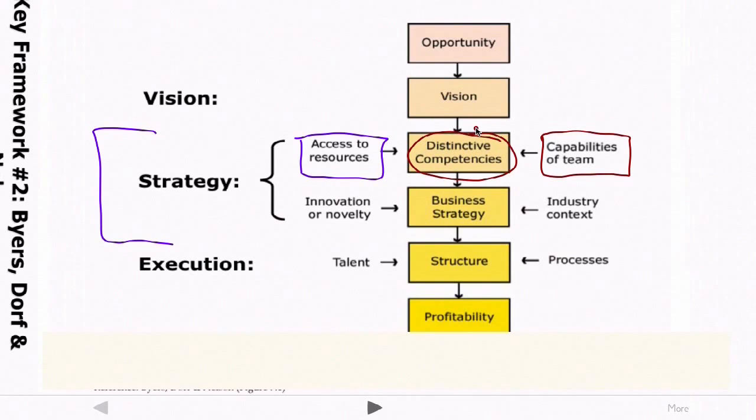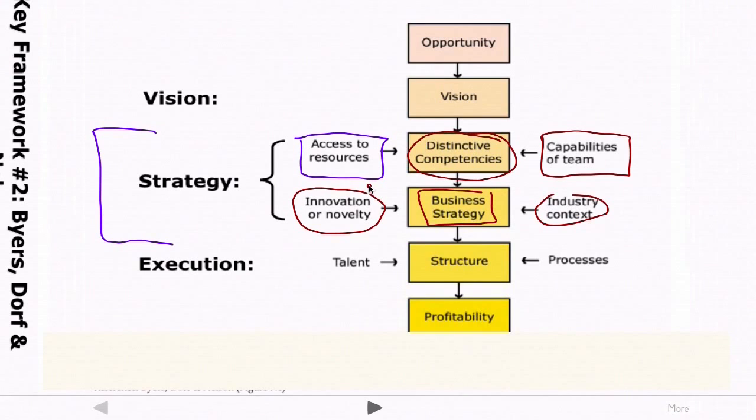So you've had this vision. What distinctive capabilities are you going to need to be able to execute on that vision? And so these distinctive competencies then drive what your business strategy is going to be. And this business strategy is partly going to be based on the industry context, and partly on what level of innovation or novelty you have in the venture.